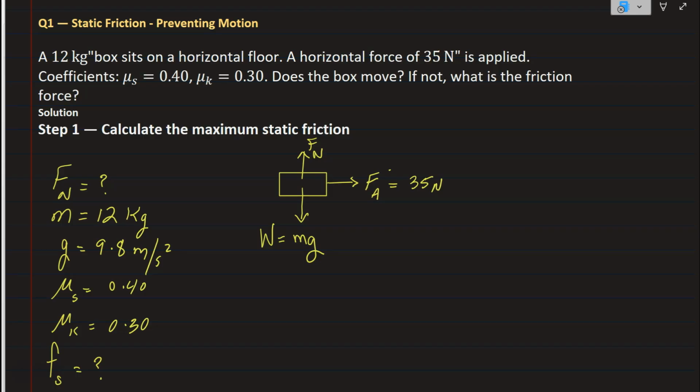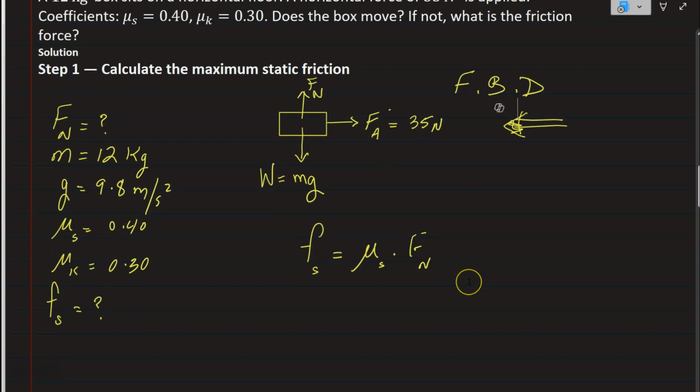Now remember, we are dealing with the force of friction, the static friction, which is equal to mu s times the normal force. Now, what is the normal force when the object sits on a horizontal floor? Well, it is equal to mg. I drew the free body diagram, the FBD, which is right here. All right, so now we're just going to go ahead and substitute values in there.